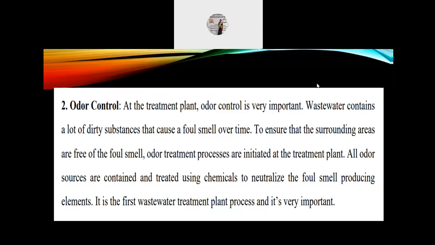Odor control. At the treatment plant, odor control is very important. Wastewater contains a lot of dirty substances that cause a foul smell over time. To ensure that the surrounding areas are free of foul smell, odor treatment processes are initiated at the treatment plant. All odor sources are contained and treated using chemicals to neutralize the foul smell producing elements. It is the first wastewater treatment plant process and it's very important.